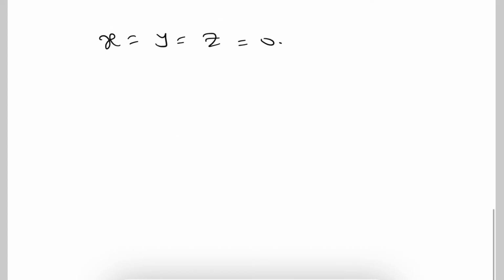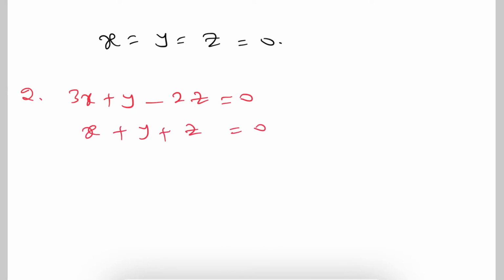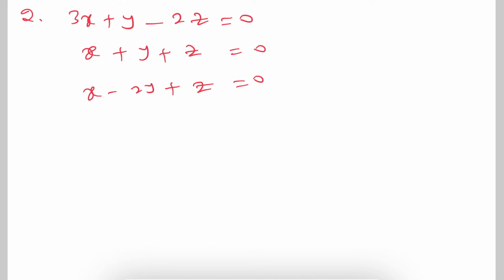Next, second question. 3x plus y minus 2z equals 0. x plus y plus z equals 0. x minus 2y plus z equals 0. So now first of all, by using these three equations, we need to write the matrix first. x coefficient, y coefficient, z coefficient, for each of the three equations.